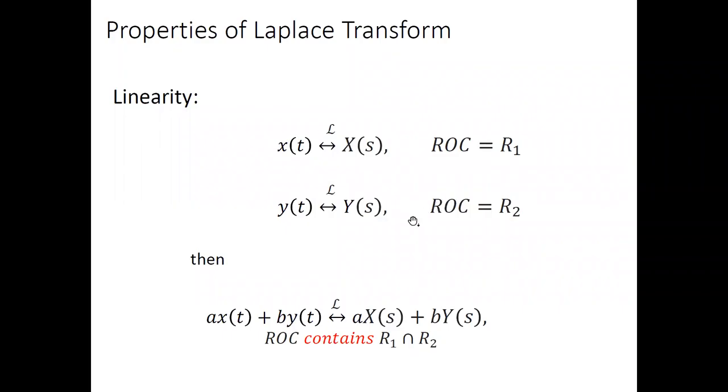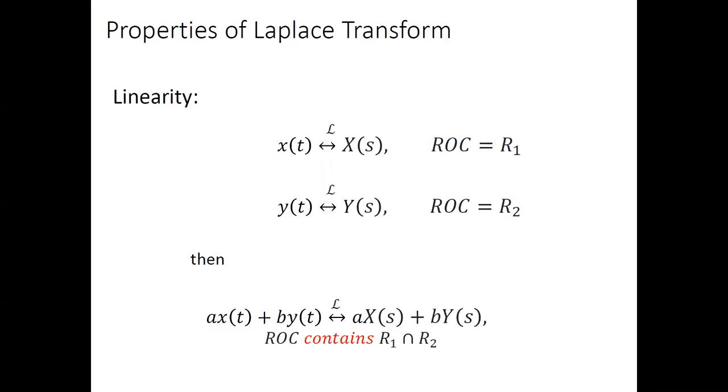In this lecture, let's continue studying a set of properties of the Laplace transform. The first property is linearity. It's very similar to the linearity property we learned for the Fourier series and Fourier transform. We have two continuous-time signals whose Laplace transforms are respectively capital X and capital Y. For the Laplace transform, we always need to specify its region of convergence. For X, we denote the region of convergence by R1. R1 is just a subset of the complex plane, the 2D plane. For Y, the region of convergence is denoted by R2.